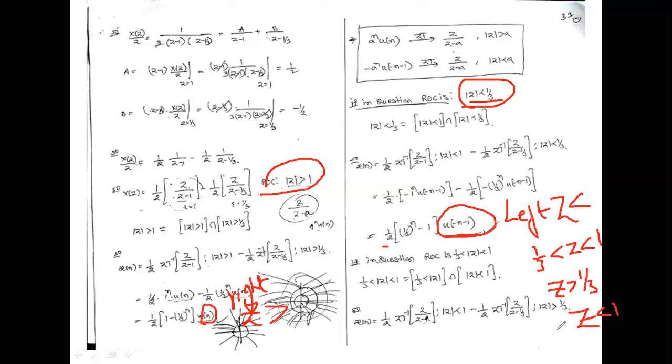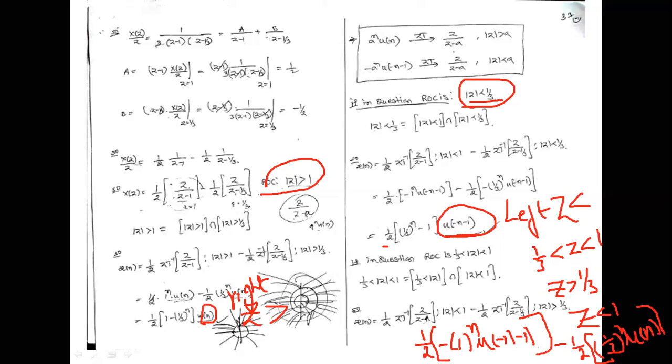Wherever the value is there, depending upon that ROC you can write it up. 1 means 1 by 2 into minus 1 whole power n mu of minus n minus 1, for z less than 1, because the value 1 is there. And for the second term, minus 1 by 2 is there, the value is greater than, so 1 by 3 whole power n mu of n. So it is a combination of right-sided and left-sided functions. When z is greater than, the total function you can write on the right side only, with mu of n multiplied.